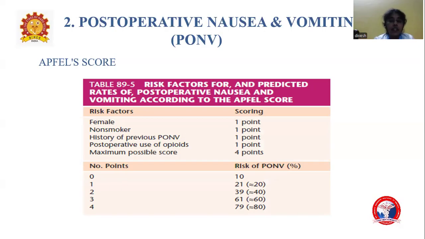Each of these risk factors, that is female, non-smoker, history of previous post-op nausea and vomiting, and post-operative use of opioids, carries 1 point. So the maximum possible score is 4 points. The risk of post-operative nausea and vomiting ranges from approximately 10% to 80%.